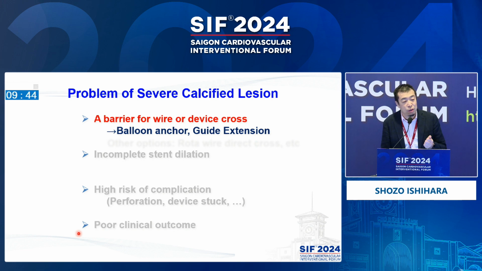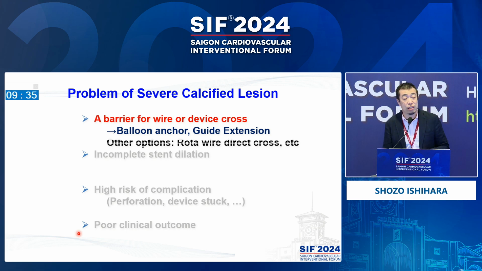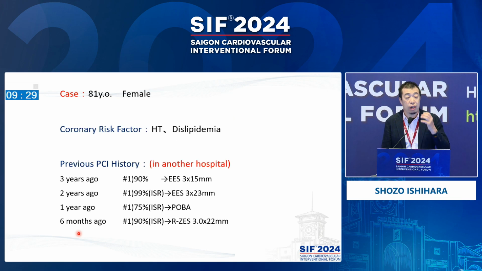Like this case. So of course, calcified lesion in the CTO is a very, very difficult problem. So balloon anchoring, guide extension, and the last option is RotaWire direct crossing. And another topic about the calcified lesion in CTO.